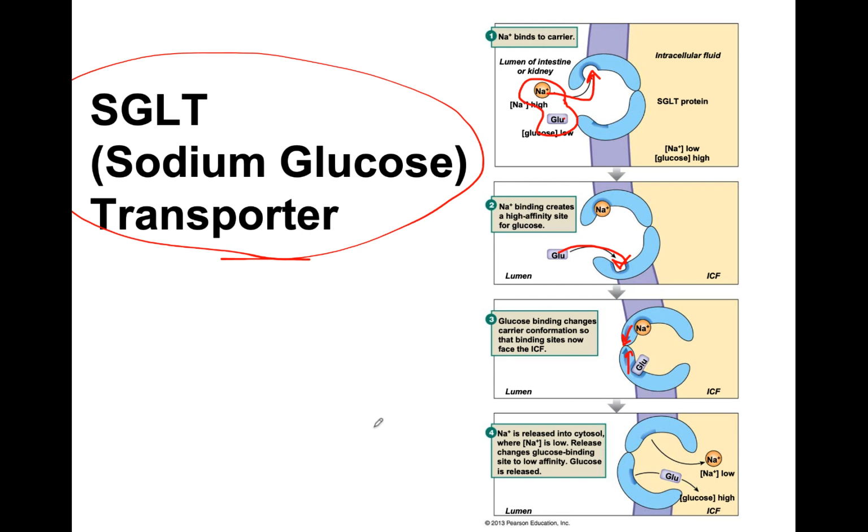Be sure you know the mechanism of the sodium glucose transporter. This is also called the sodium glucose symporter. Both names are valid. They both work. PhysioX might use the word symporter, but I believe on your test I put SGLT.